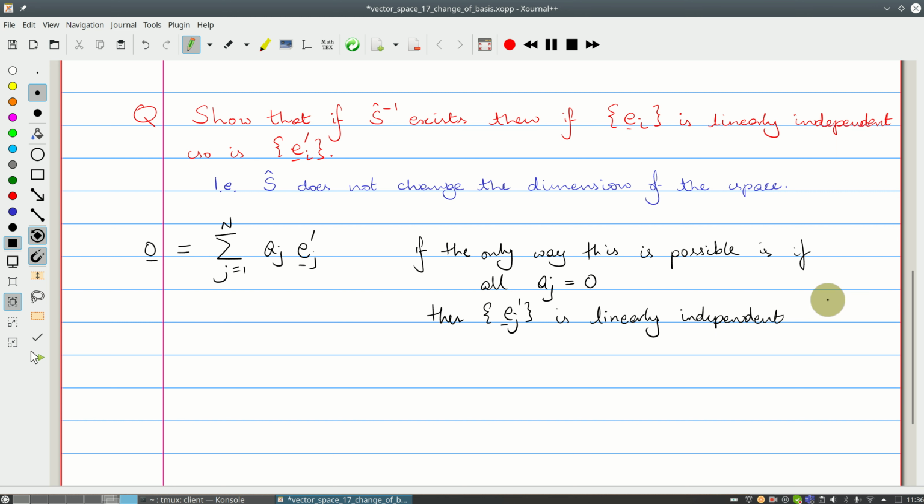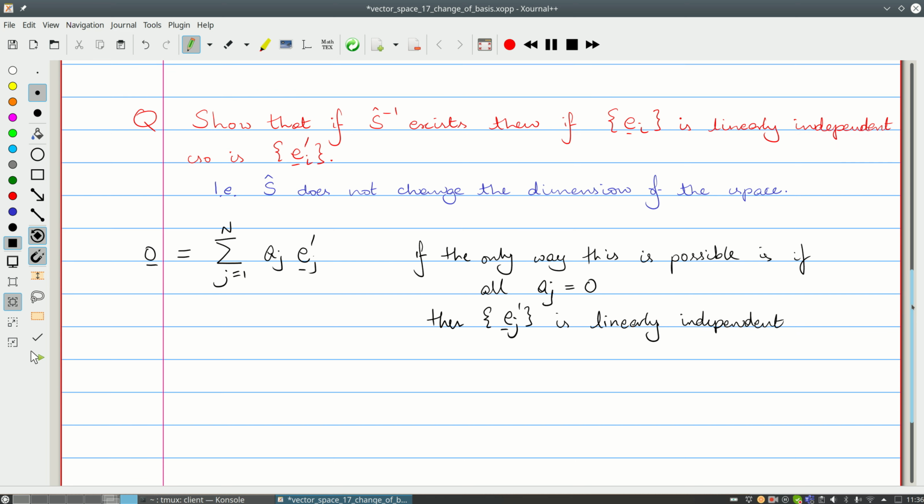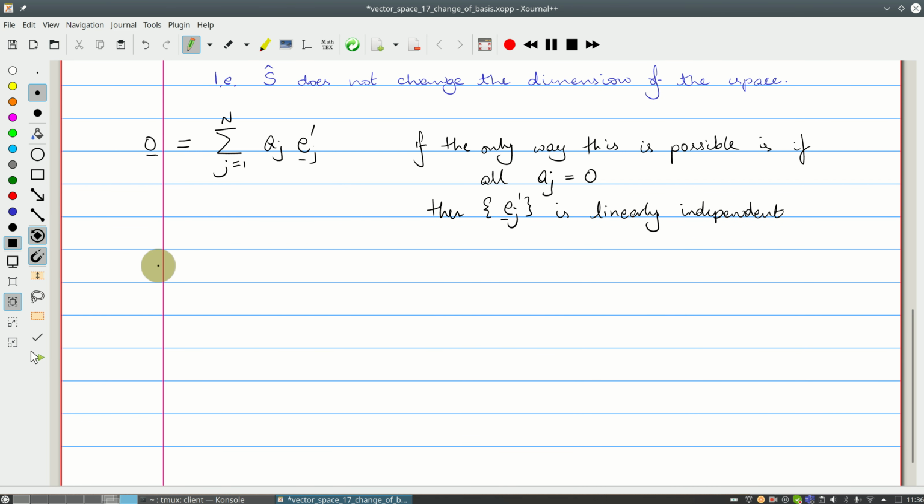Okay, we know that. Now I need to prove that this set is linearly independent. So what we're going to do is assume the reverse. Assume that there exists some a_j not equal to 0 such that the 0 vector is equal to the sum from j is 1 to n of a_j e_j prime. And we're going to show that this is false.